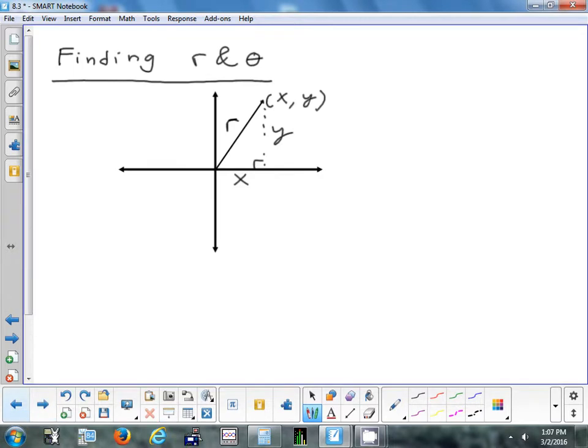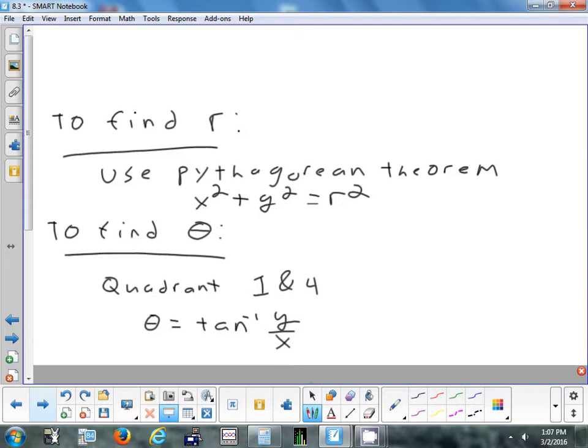Now, theta is right here. How do we get theta using x and y? Tangent. Yeah, we're going to use tangent to start out with. And Brad, what would the tangent equal? Y over x. So now I want to get theta by itself. So what do I do from here? Yeah, take the inverse tangent of each side. So you get theta equals the inverse tangent of y over x.